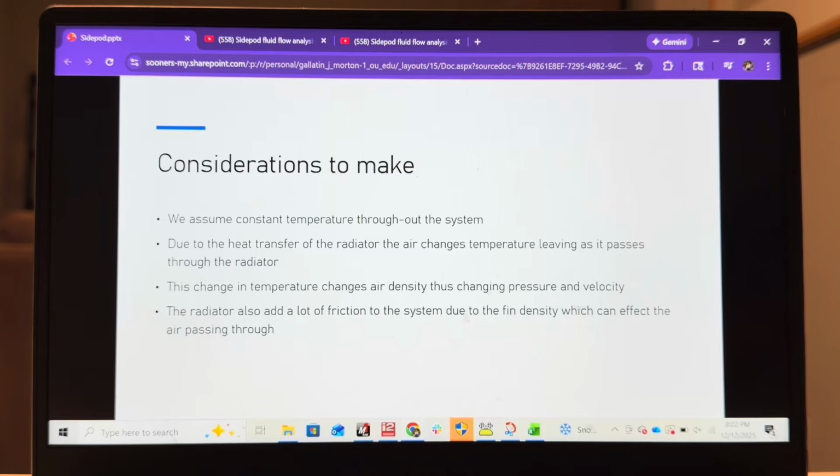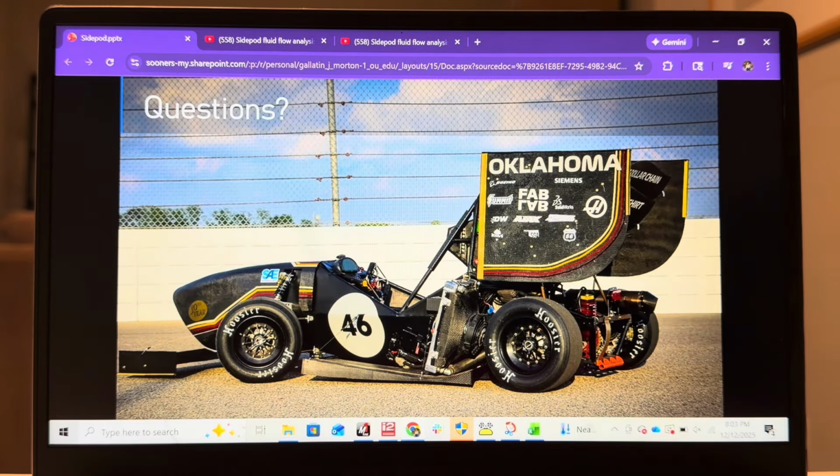Depending on the type of radiator, you can have very high fin densities, which is basically just air flowing over a bunch of surfaces, and we know as it flows over a surface, there's a lot of friction created. So yeah, that's it.